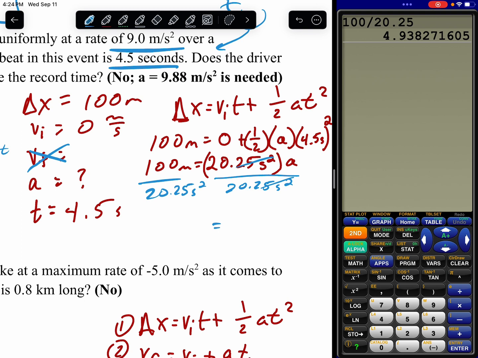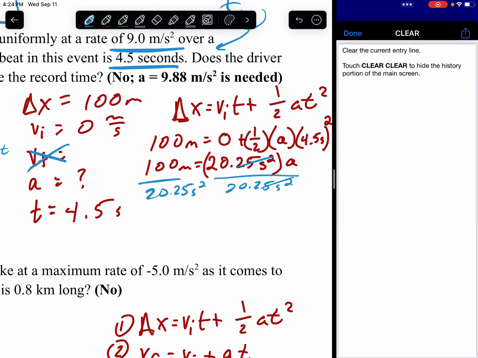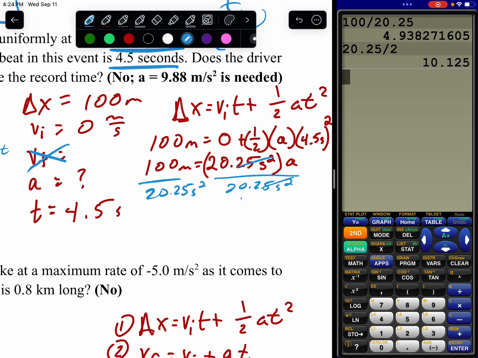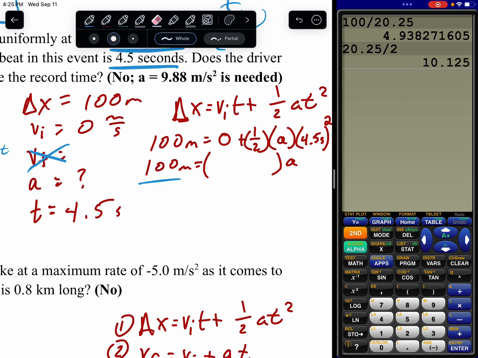Oh my goodness, I'm so sorry. We still have a 1/2. We need to divide 20.25 by 2 because my mistake, I forgot about that 1/2 right there. Been doing all these problems and look at that. Rookie mistake. Let's go ahead and replace that 20.25 with 10.125 seconds squared.